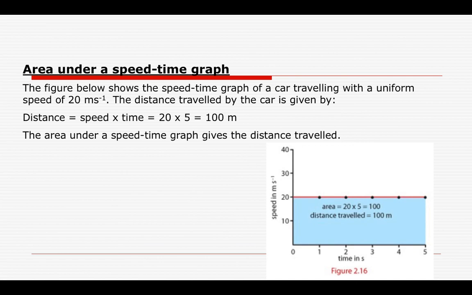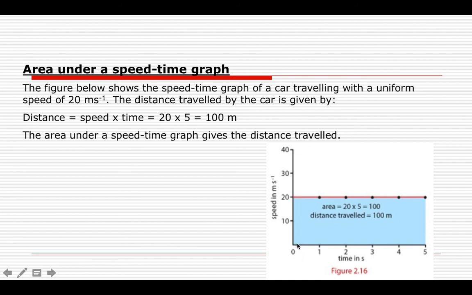Now we need to talk a bit about the area under the speed time graph. Let's say you have a speed time graph, and the area under the speed time graph actually gives the distance traveled. So if I calculate the area of this rectangle, I will get the distance traveled by the car.